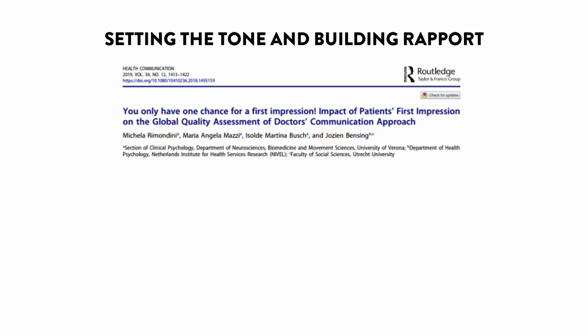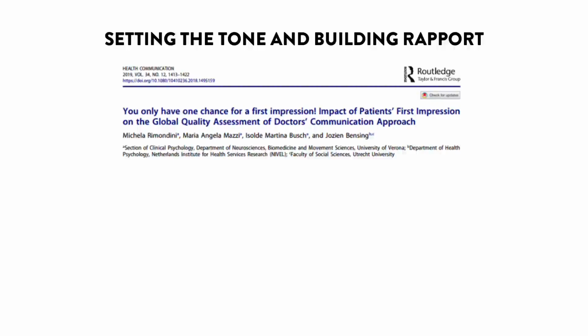And we know that first impressions make a huge difference. So if you can make the right first impression, that is an independent, significant predictor of whether or not the patient is going to be satisfied with the outcome. So it's hugely important what we do at the start of the consultation.